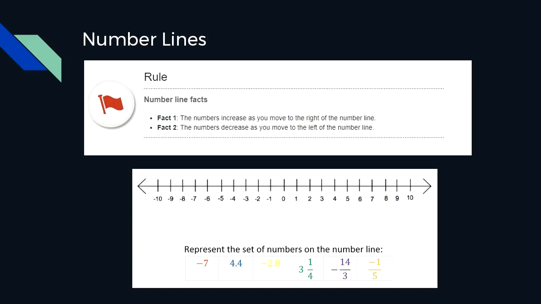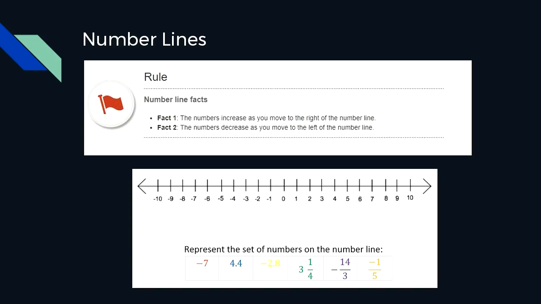So if you take a look, I did put a little rule fact thing up that came from your lesson. It's a good idea to write these down. These are good notes to have. This is just a number line fact, something we went over a few moments ago: the numbers increase as you move to the right of the number line, and the numbers decrease in amount as you move to the left of the number line. And that will be very helpful to you as we move through the lesson.